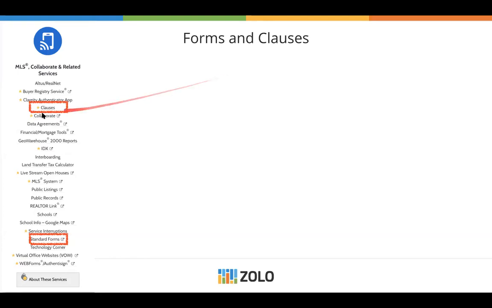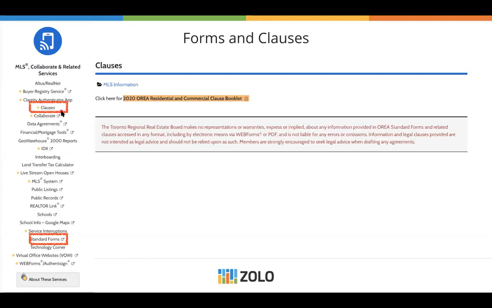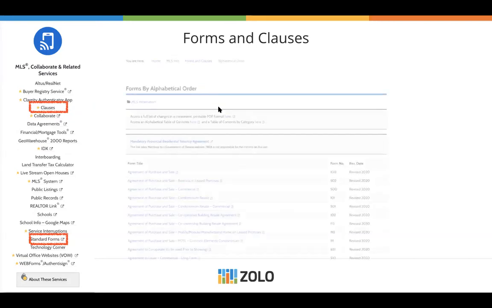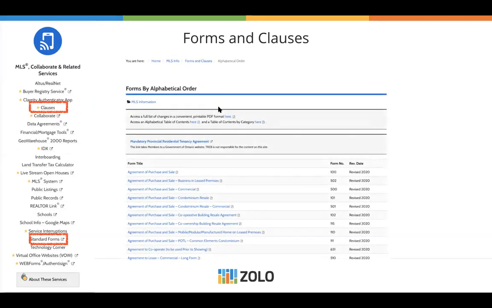So particularly when you click over clauses, you get the clause booklet. You can click on this link and it would generate a PDF with all the standard clauses that TREB has for you. And by the same token, if you're confused about any forms, TREB also has all the forms. So I believe there is also an option for you to find some explained forms or forms explained, but you have to do a little bit of digging here.